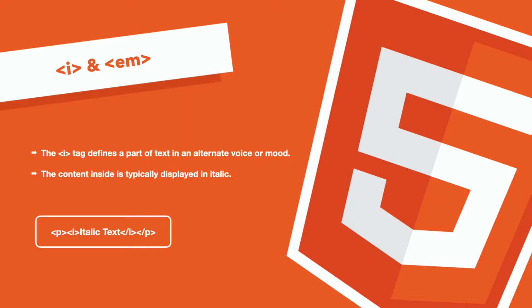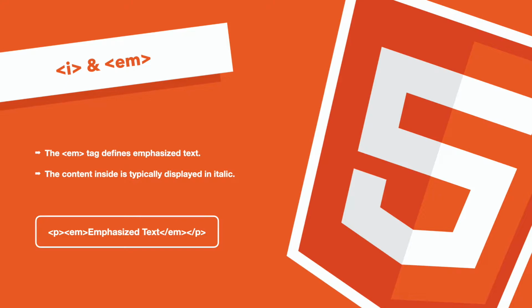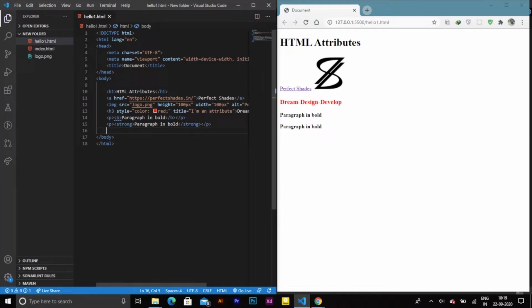So the next are italic and emphasized tags. The I tag defines a part of text in an alternate voice or mood. The content inside is typically displayed in italic. The EM tag defines emphasized text. The content inside is displayed in italic. A screen reader will pronounce the words in the EM tag with an emphasis using verbal stress. Now let's see this in VS Code.